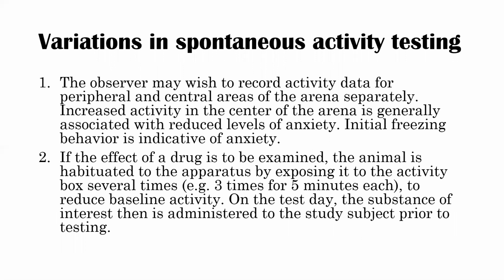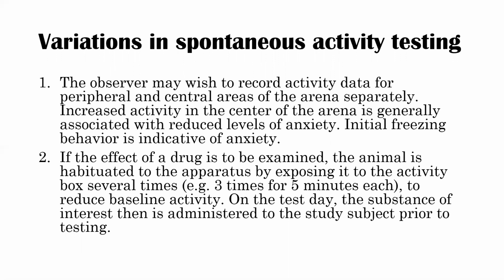Now, there are certain variations that we can make in the spontaneous activity testing. Although the system is pretty much perfect and gives very accurate results, according to the observer's feasibility, there are certain variations that you can make in it. Number 1, the observer may wish to record activity data for peripheral and central areas of the arena separately, like I mentioned before. Number 2, if the effect of a drug is to be examined, the animal is habituated to the apparatus by exposing it to the activity box several times.